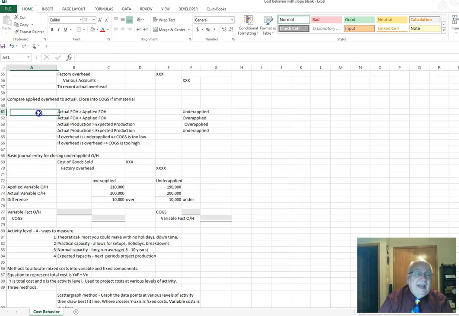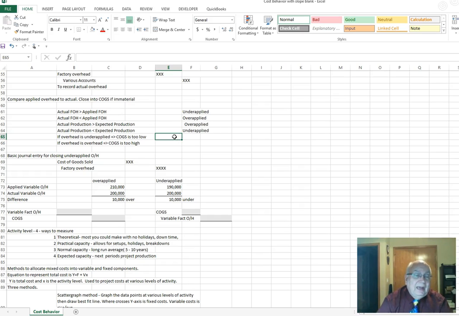Okay, these are little things I have. The applied overhead: if actual factory overhead is greater than the applied overhead, it's underapplied. If actual factory overhead is less than applied, it's overapplied. If actual production is greater than expected production, it'll be overapplied. If actual production is less than expected production, it'll be underapplied. Okay, and our main adjustment is going to be through cost of goods sold. If overhead is underapplied, cost of goods sold is too low, so it'll be raised.